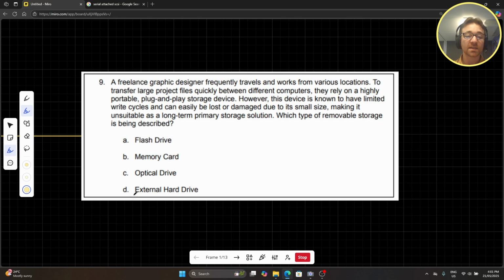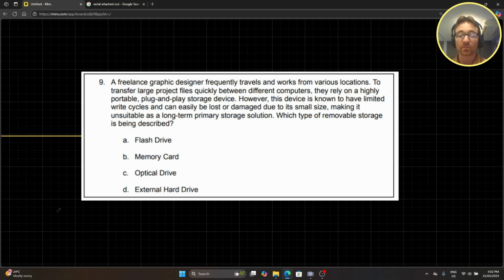The next one reads, a freelance graphic designer frequently travels and works from various locations to transfer large project files quickly between different computers. They rely on a highly portable plug-and-play storage device. However, this device is known to have limited write cycles and can easily be lost or damaged due to its small size, making it unsuitable as a long-term primary storage solution. Which type of removable storage is being described? A. Flash drive. B. Memory card. C. Optical drive, or D. External hard drive?